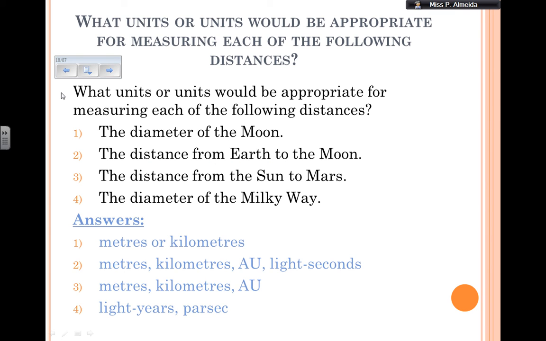Distance from the sun to Mars. We are talking within the solar system, so astronomical units are quite useful. I can use meters or kilometers as well. The diameter of the Milky Way. I could use light years, so what is the number again? 100,000 light years across, or if I want, I can say parsec, okay?